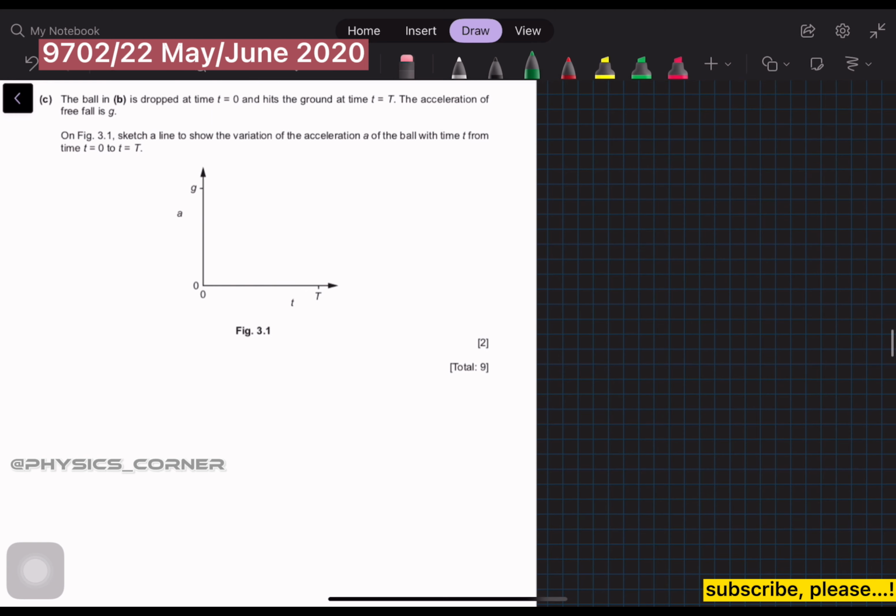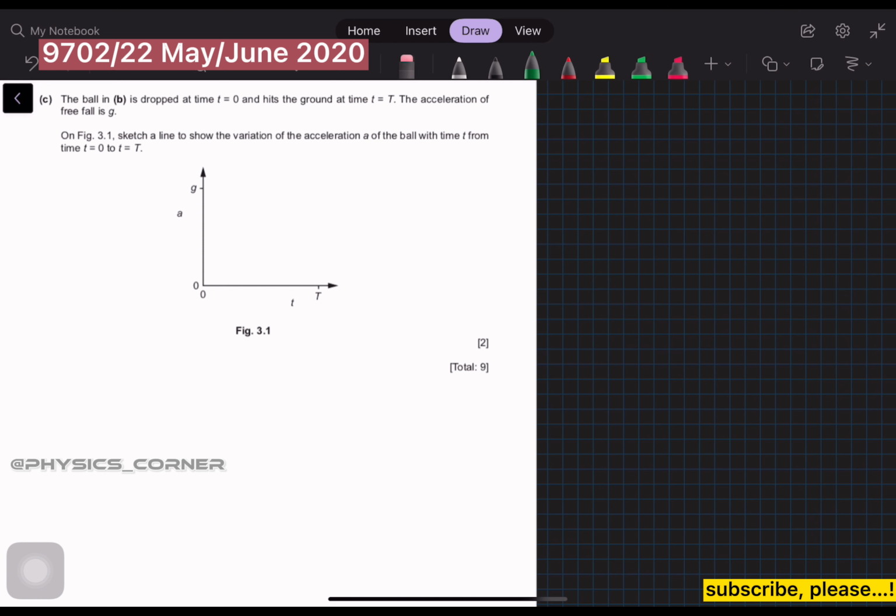I think this is the last question on this number. The ball in B is dropped at time t equals 0 and hits the ground at time t equals T. The acceleration of free fall is g. On figure 3.1, sketch a line to show the variation of acceleration a of the ball with time t from t equals 0 until t equals T.